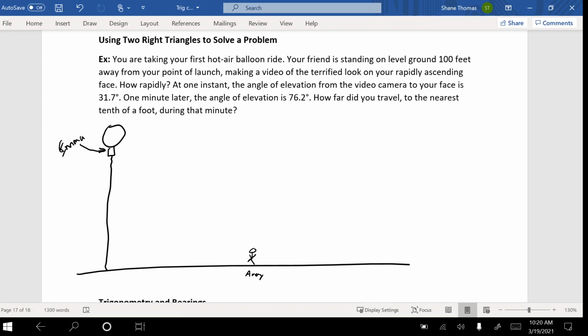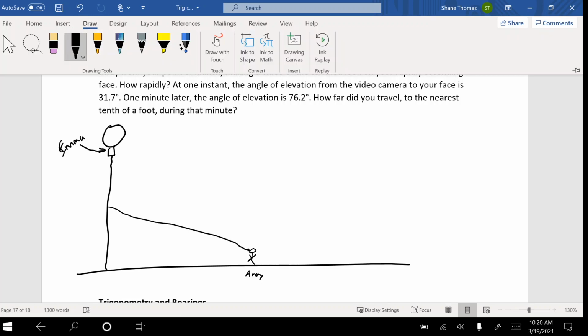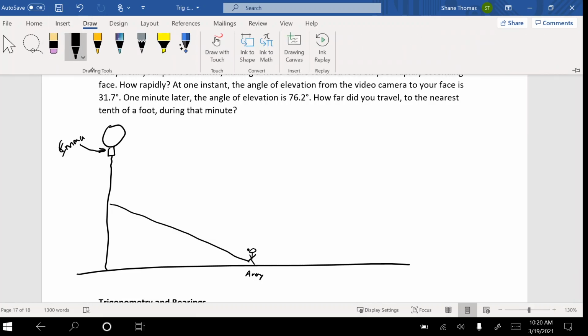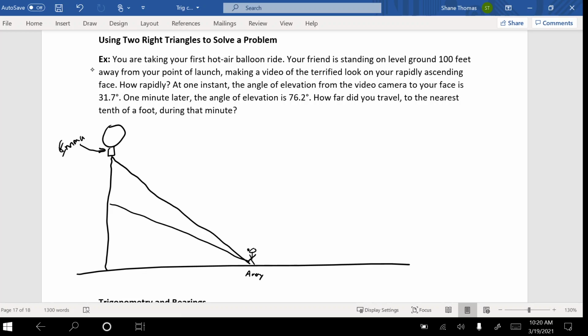All right, so at one point, Avery's taking a video of you. Oh, that's not even close to being a straight line. We're going to try that again. So there's the first time she checks you. And then a minute later, holy cow, I cannot draw straight lines today at all. Maybe I should get you to come up and draw them. So there's my second triangle. We'll pretend that's a straight line. It's a little wavy. It's more like a sine function, doesn't it?